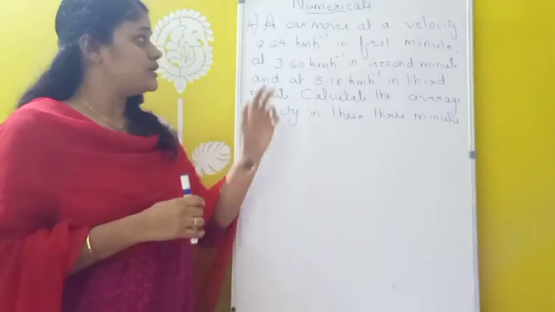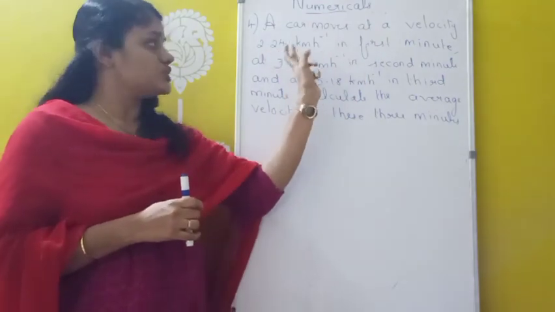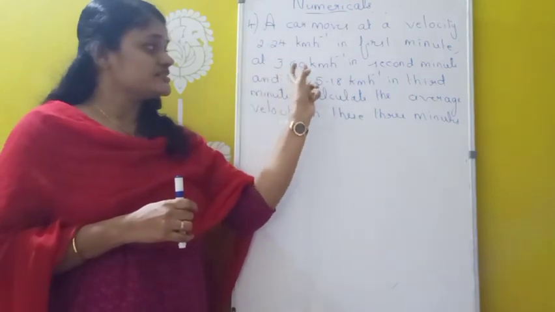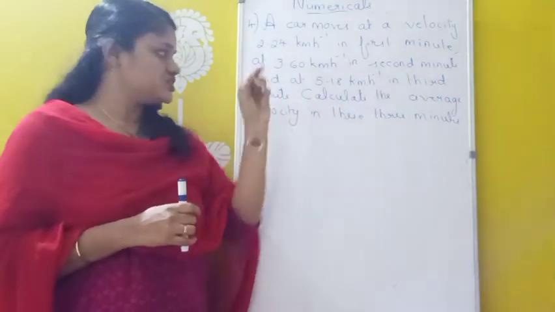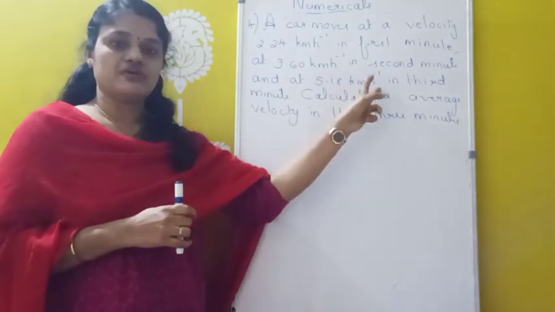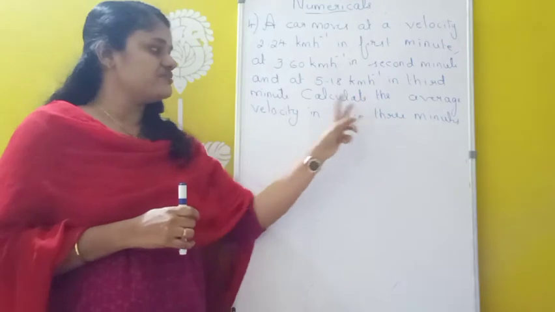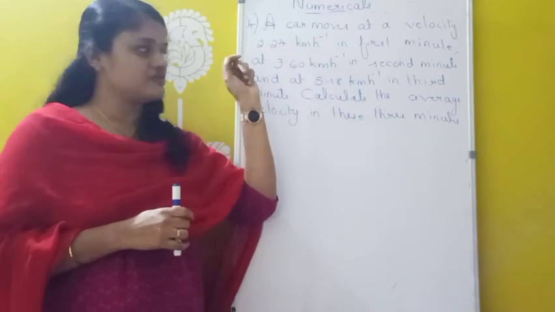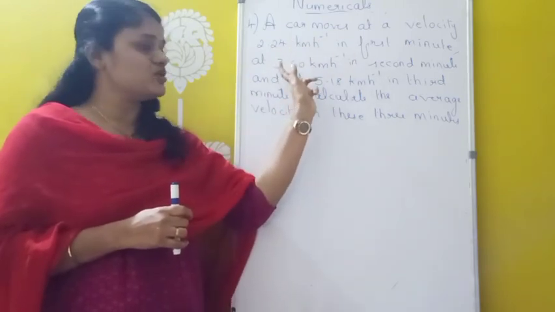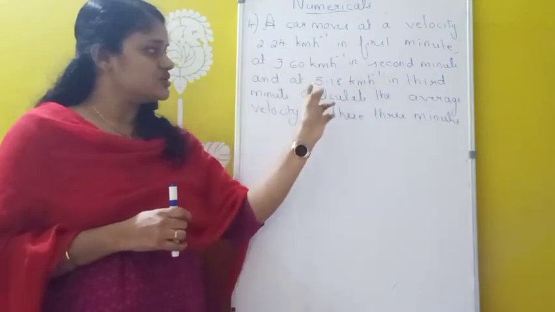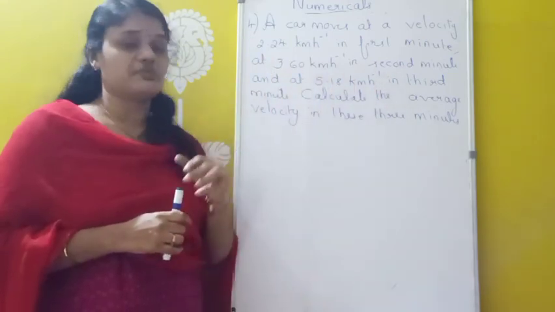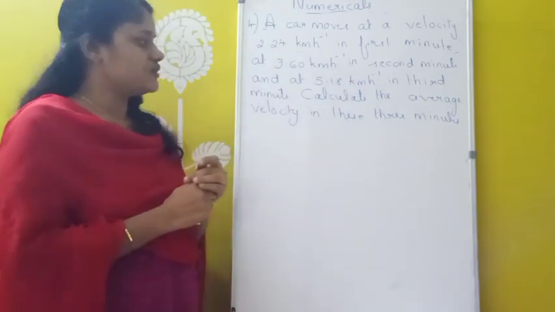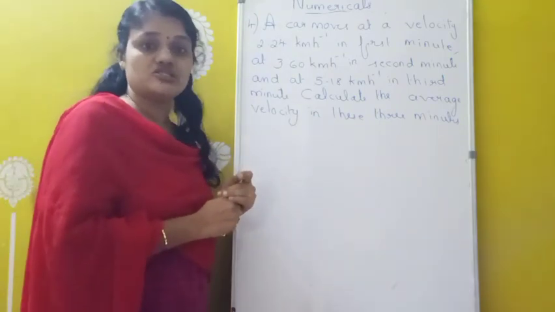Okay. Fourth problem: a car moves at a velocity of 2.24 km per hour in the first minute, at 3.60 km per hour in the second minute, and at 5.19 km per hour in the third minute. So we have to find the average velocity in these 3 minutes. In the first minute, what is the speed? 2.24 km per hour. In the second minute, the velocity is 3.60 km per hour. In the third minute, the velocity is 5.19 km per hour. So we have to find the average velocity over all these 3 minutes. How will you find average velocity? Total distance by total time.